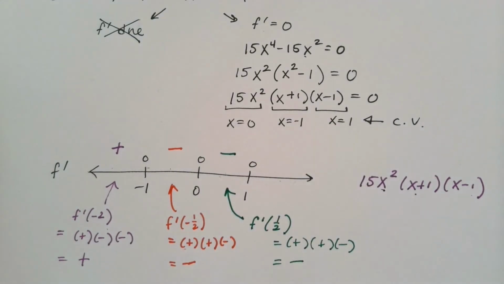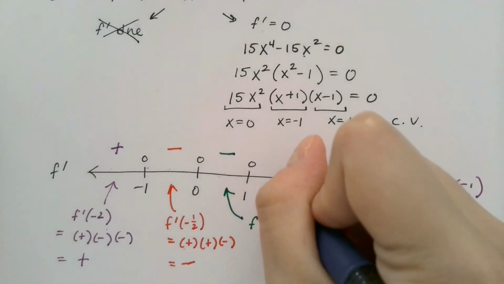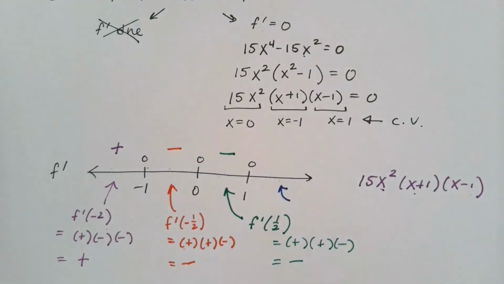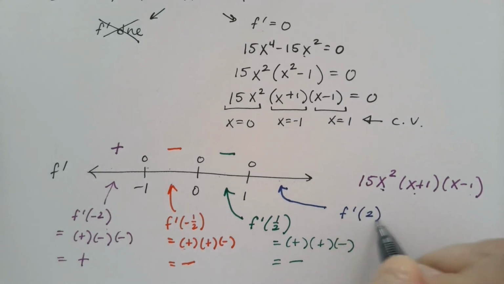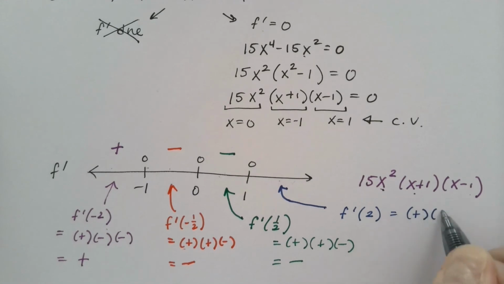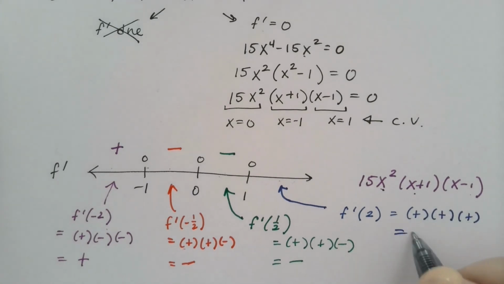And then finally, we'll plug in one last number into this fourth interval. Any number bigger than 1. So you could plug in 2, you could plug in 100. They should all give you the same sign, which is what we care about. So I'll do, let's say, f prime of 2. That'll be positive, positive, positive. So this will come out positive.